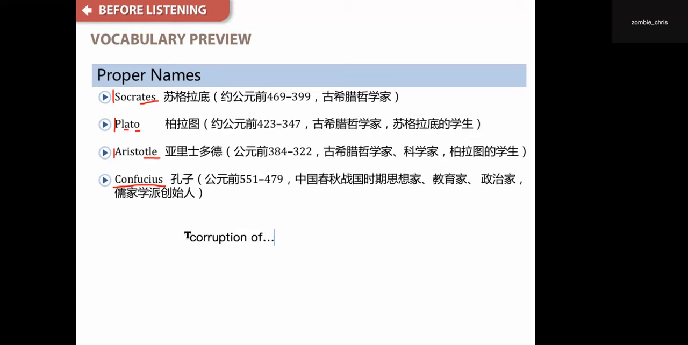So oftentimes when people can't hear the sounds that exist in a foreign language but don't exist in their own language, they literally can't hear them at all. So we end up with these strange corruptions of foreign words, just simply because some sounds get lost. So we have what we call corrupted pronunciation.